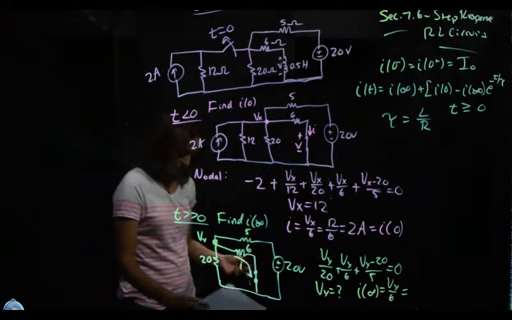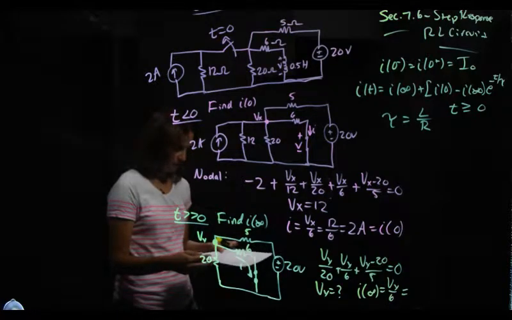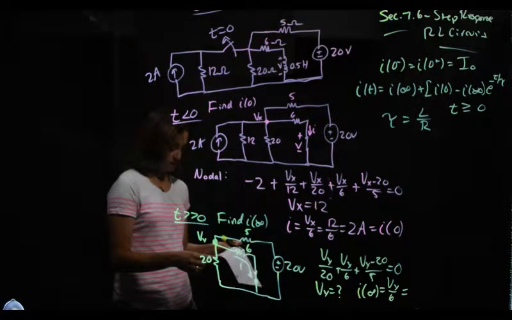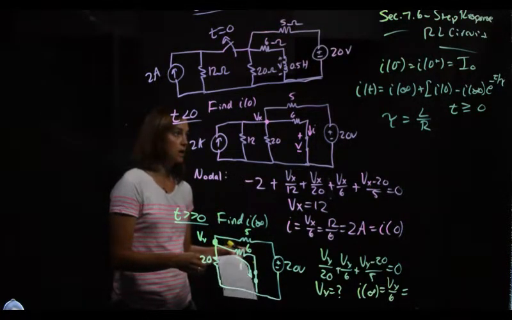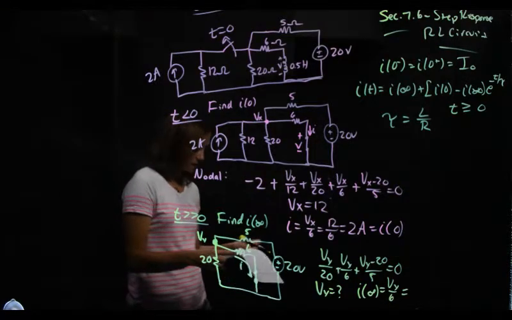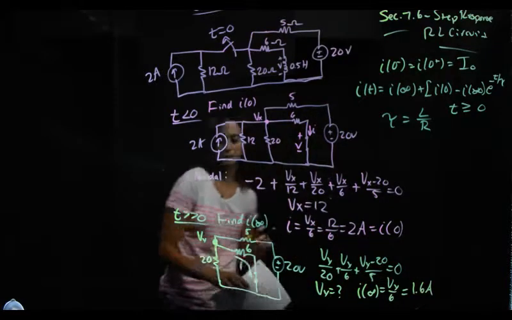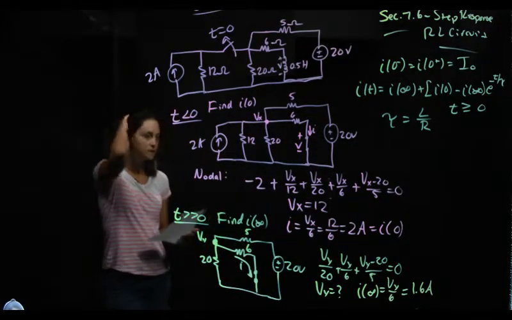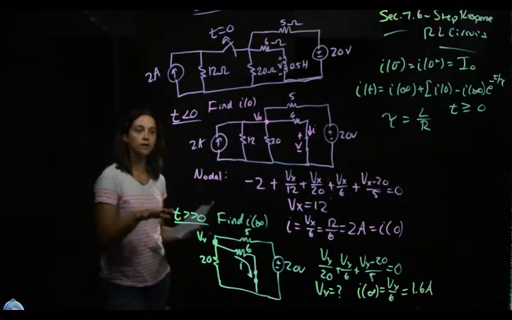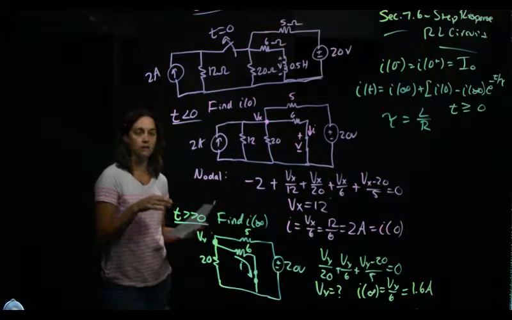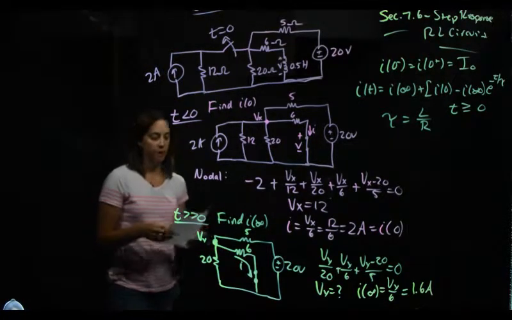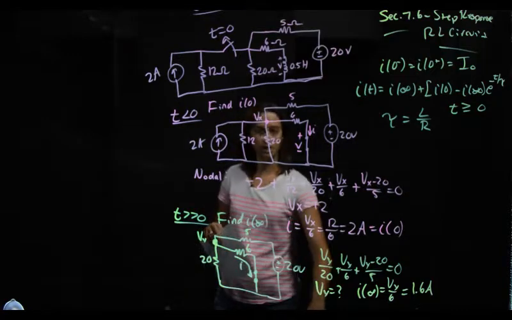That something over 6 turns out to be, this is kind of a mess, but it looks like it turns out to be 1.6 amps. Okay, so that's our final current value through our inductor. We also need our tau. Let's switch colors again. We'll find tau in blue.